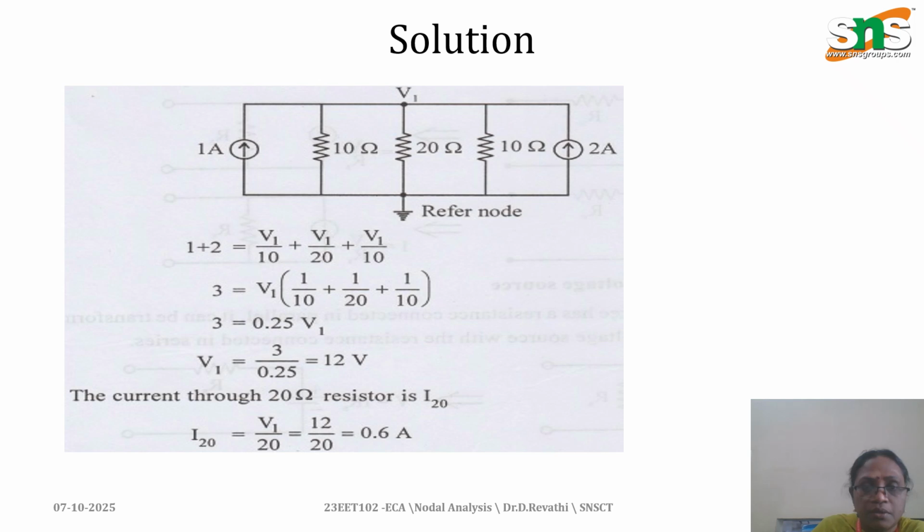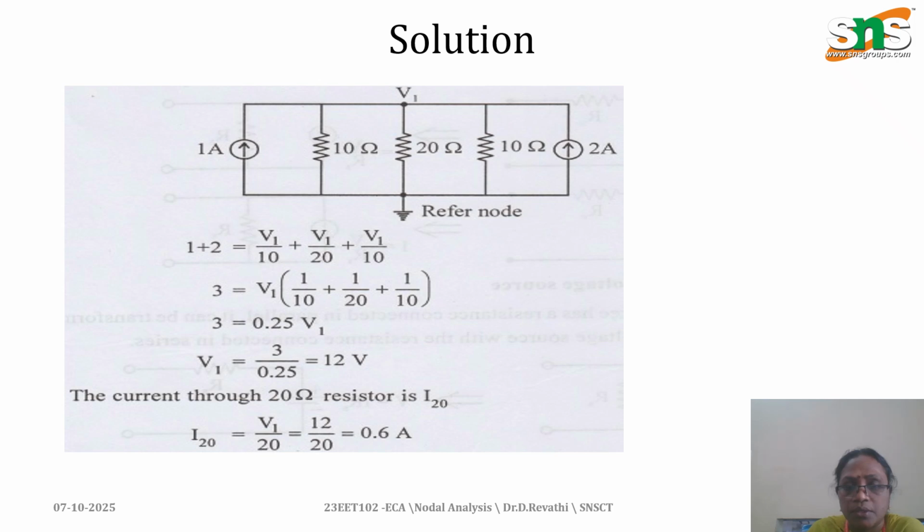For V1, there are two sources available. So 1 plus 2 equals V1 by 10, V1 by 20, and V1 by 10. V1 is taken out common, and 1 by 10, 1 by 20, 1 by 10 gives the value 0.25. So V1 is equal to 3 divided by 0.25, which is equal to 12 volts.